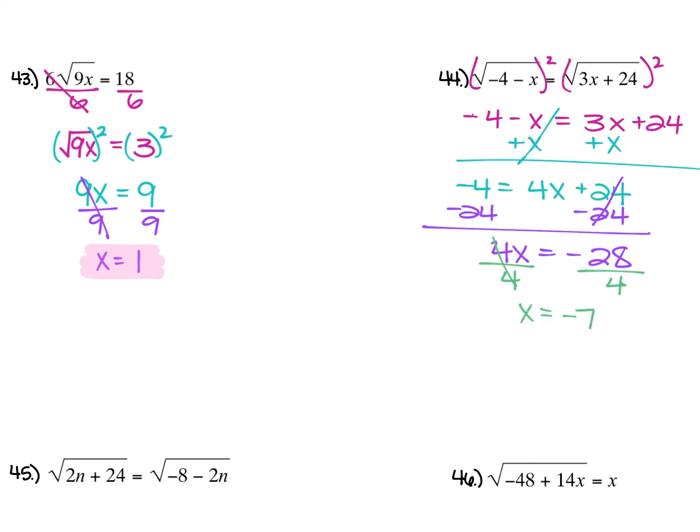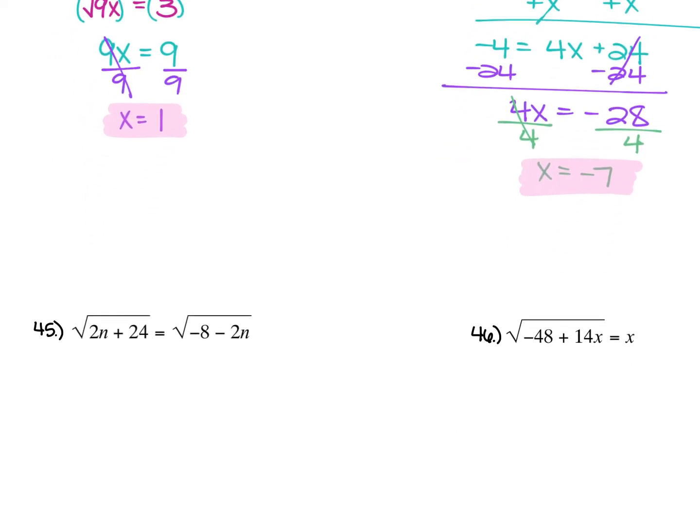Plug the negative 7 in, simplify. Negative 4 minus negative 7 is negative 4 plus 7, which is 3. That's the square root of 3. 3 times negative 7 is negative 21, plus 24 is 3. That's the square root of 3 also. The square root of 3 is equal to the square root of 3. That negative 7 is your answer.